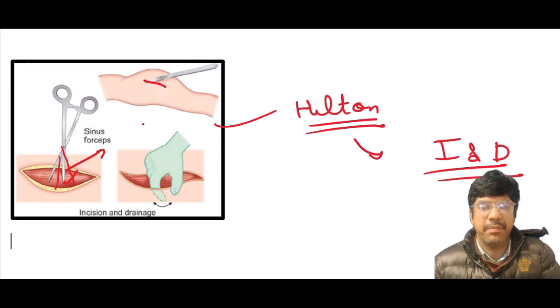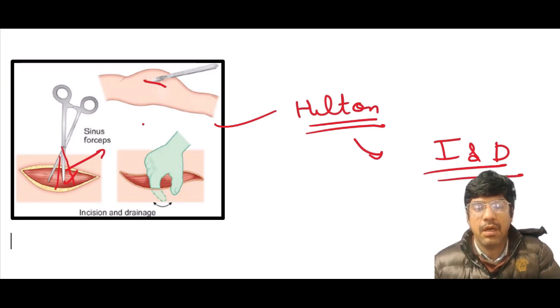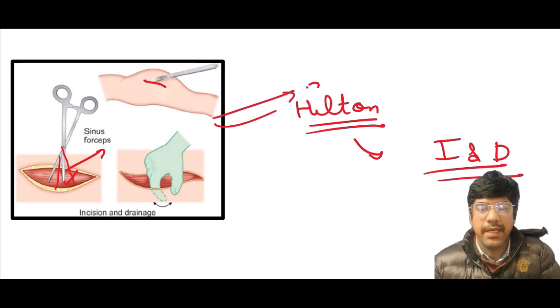After that, a soft drain made up of latex or rubber is inserted into the abscess cavity. The drain is left in place for at least 24 hours. That would allow the continuous drainage and irrigation of the abscess cavity.